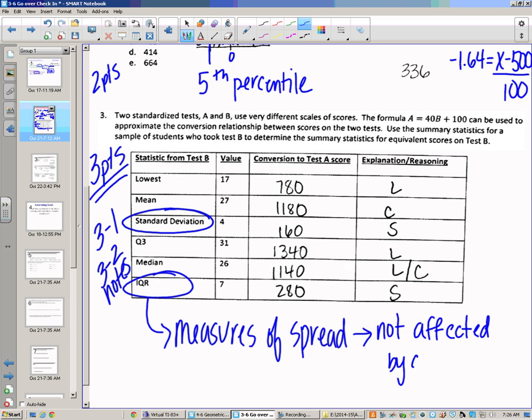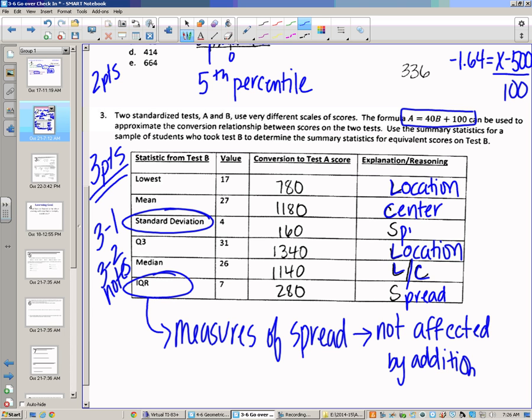by addition. So the rule here, that conversion rule, was 40 times b plus 100. So you weren't just doing that for each of them. Any measure of location, so your min, your quartiles, or center, your mean, will be affected by multiplication and addition. This is location and center. But any measure of spread is not affected by that addition. Okay, so a couple of you did get this, so this should be 160, not 260, and this should be 280, not 380. Okay, flipping over.